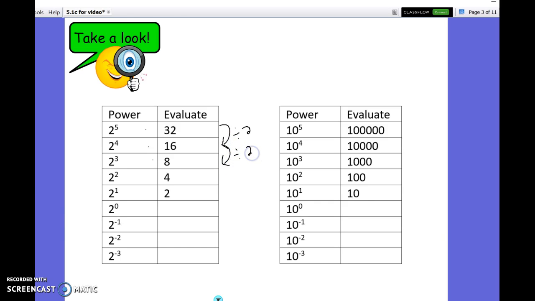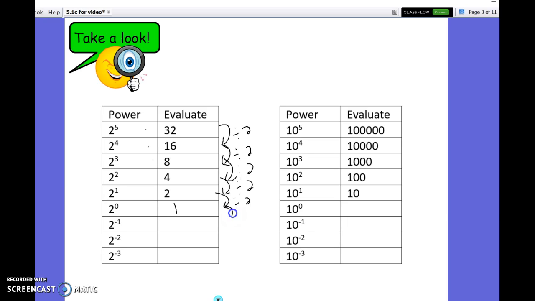32 divided by 2 is 16. 16 divided by 2 is 8. 8 divided by 2 is 4. 4 divided by 2 is 2. 2 divided by 2 is 1. So now we know that 2 to the 0 power equals 1. Right? And that's why this works. This descending chart, that's where our zero and negative rules come from.